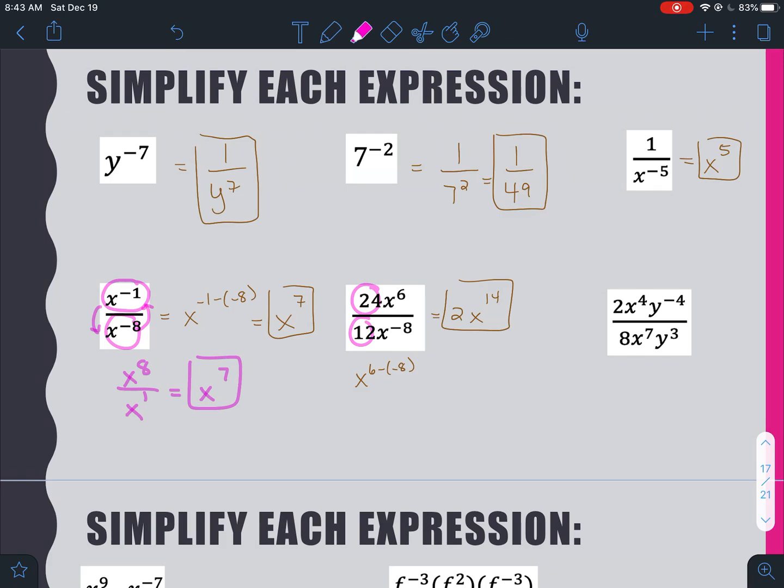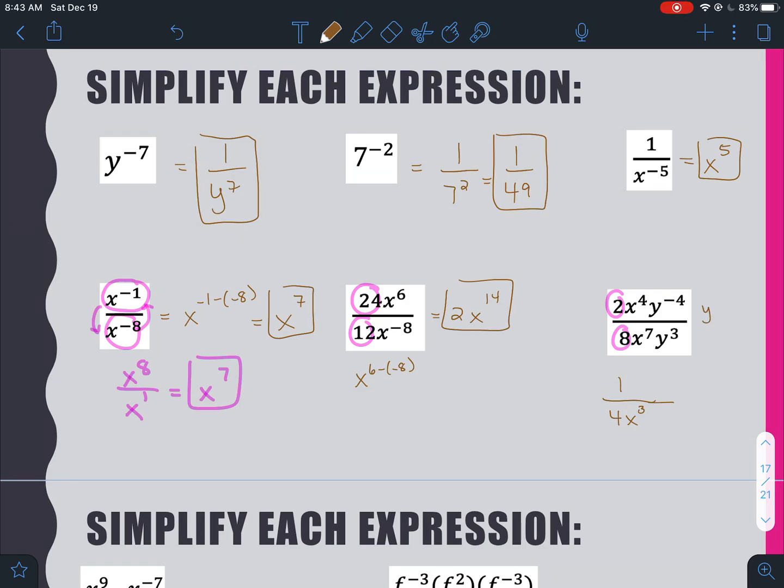2x to the 4th, y to the negative 4th over 8x to the 7th, y to the 3rd. Again, we can reduce the coefficients out in front. 2 over 8 is the same thing as 1/4 when I reduce. x to the 4th over x to the 7th. If I simplified those, I would have 7 x's in the denominator and 4 x's in the numerator. And so if I simplified them, I'd have 3 x's left over in the denominator, so that would be x to the 3rd.